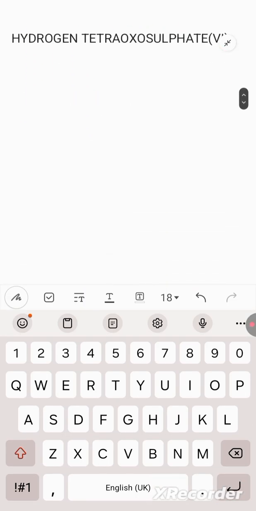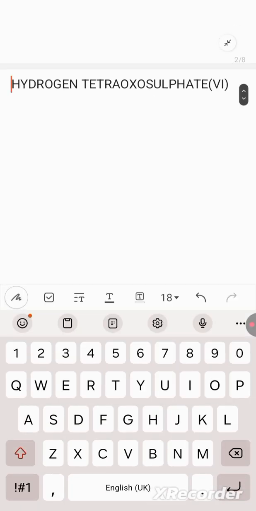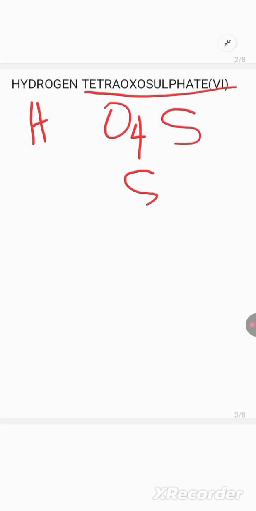Let's go to the last one, which is hydrogen tetraoxosulfate(VI). How are we going to do that too? The first element, which is the metal, stands alone, you put it separately, which is hydrogen. The last two elements we combine together to form a radical compound. We have oxygen, which is 4, tetraoxo, and sulfate. So they join together to form SO4. Hydrogen will now stand alone. SO4 has valency -2, and hydrogen has +1.